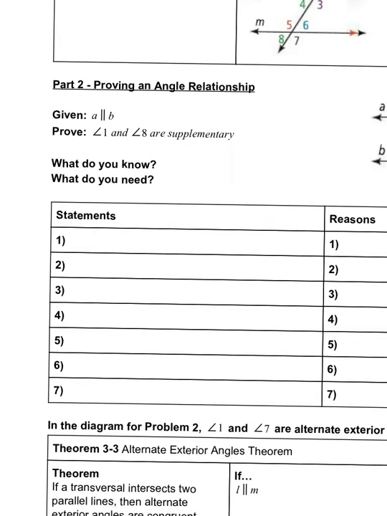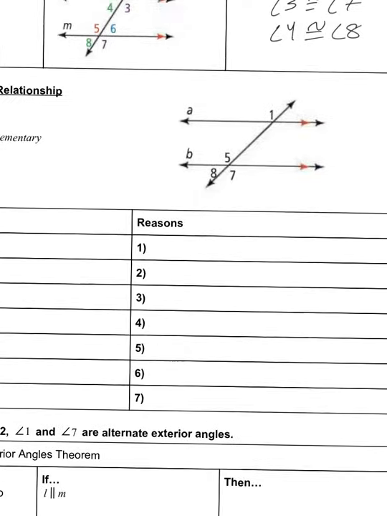We want to prove that angle 1 and angle 8 are supplementary. Okay? We want to prove that angle 1 and angle 8 are supplementary. So what is given to us? A is parallel to B. Okay, so A is parallel to B. And the reason is because it is given. All right, it is given.